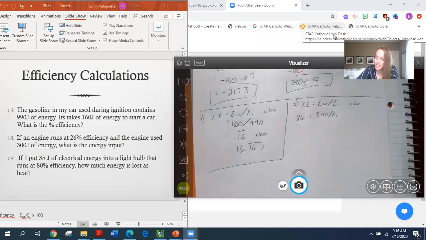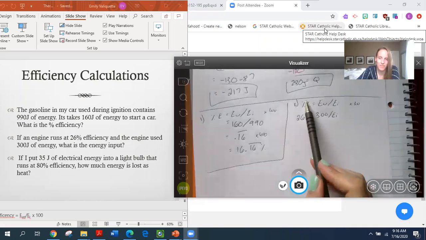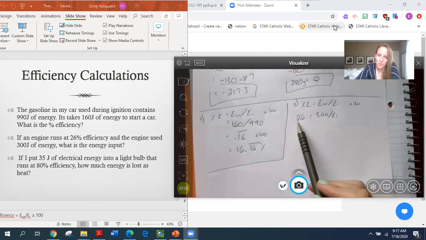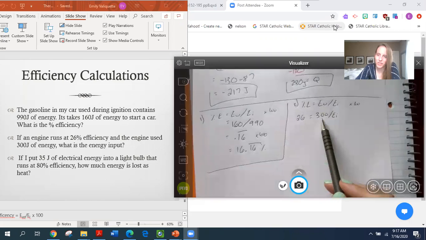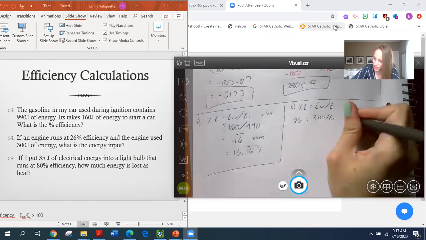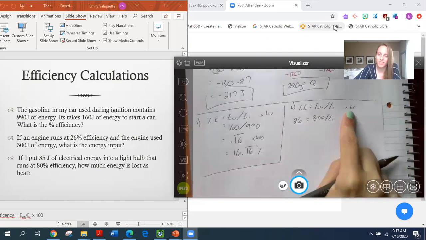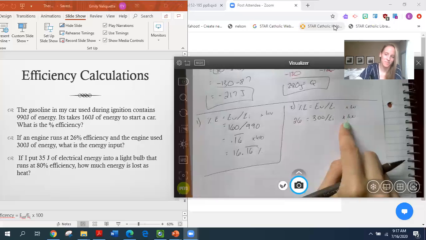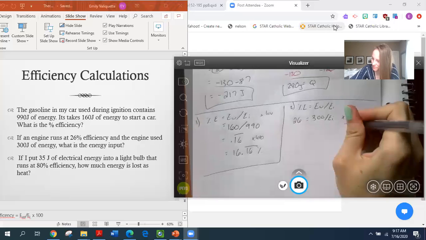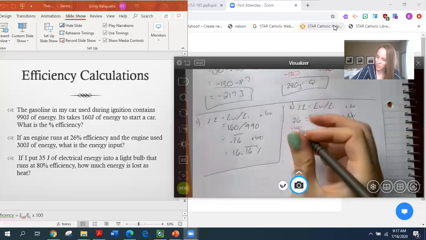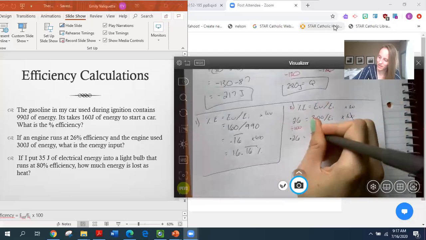Okay, so for this next problem, we're starting with the same formula, but this time we're given the percent efficiency, and then we're also told how much energy the engine uses, and we're asked for the energy input. So I'm going to plug in my percentage, also plug in my used energy. Now there's two different ways to move on from here. We can either right away get rid of this times 100 by dividing by 100. And of course, we must then divide the other side by 100, which brings us to 0.26 equals 300 over E_I.